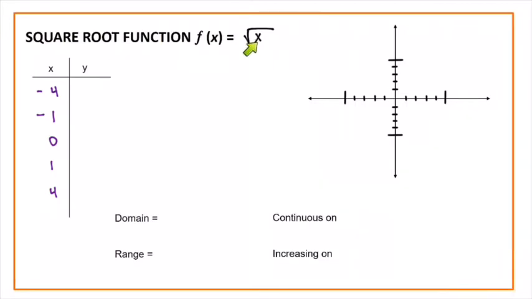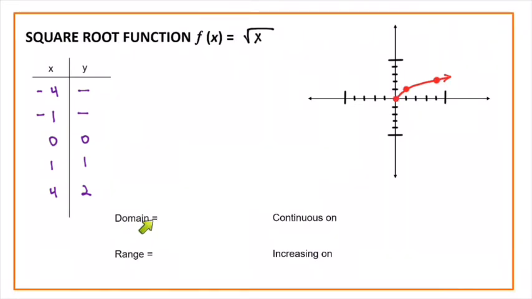So if we plug in -4, the square root of -4 is an imaginary number, so we can't graph that on this coordinate system, so I'm not even going to write it down. The square root of -1 is also imaginary, but the square root of 0 is 0, and the square root of 1 is 1, and the square root of 4 is 2. So let's see what we get when we graph these points. These first two are not graphable, but (0, 0) is here, (1, 1) is here, and (4, 2) is here. And so this is the graph that we get when we graph the square root function.